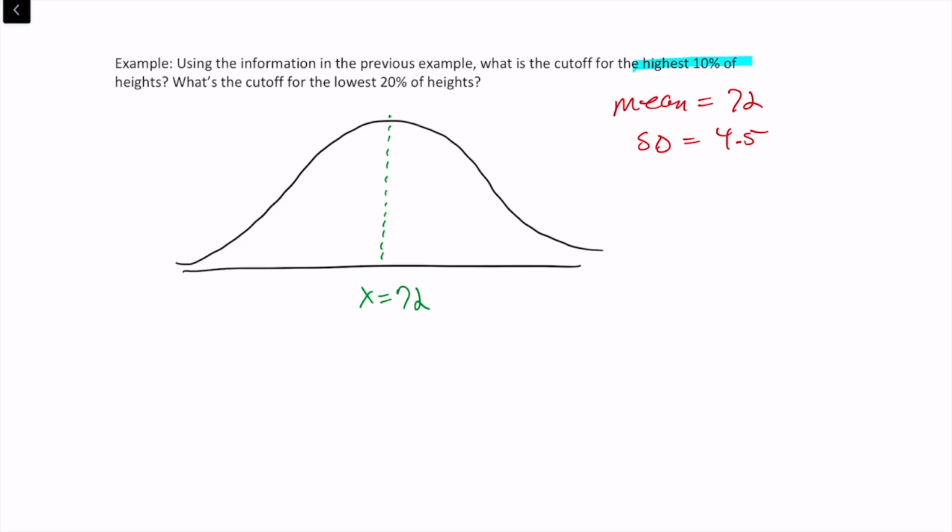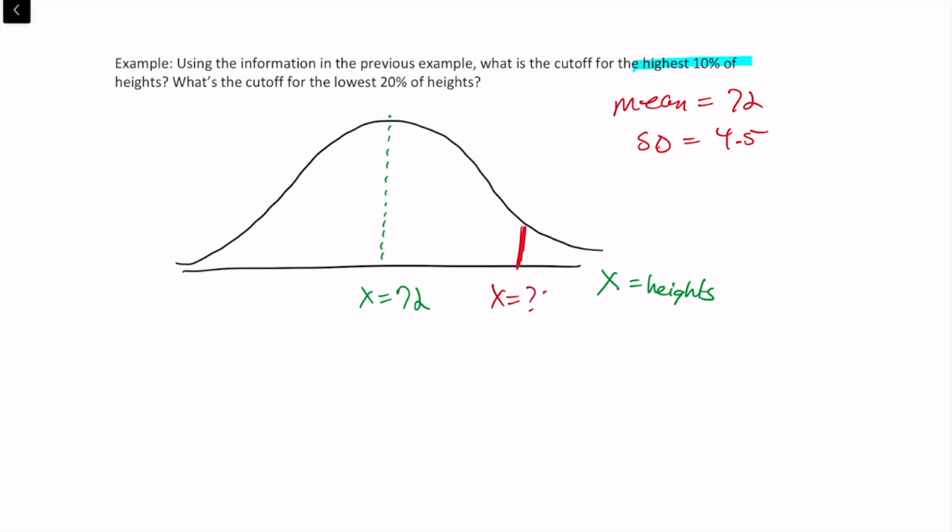So now they tell us we're trying to find the cutoff for the highest 10% of heights. Because remember, our horizontal axis represents heights. So what we're basically saying is we want to find the height that is the cutoff that represents the highest 10%. Well, if I'm in the highest 10%, ask yourself, does that mean I am located to the far right of my distribution or to the far left? Well, if I'm the highest, I am in the far right of the distribution. There's only going to be 10% of heights that are higher than whatever this value is.